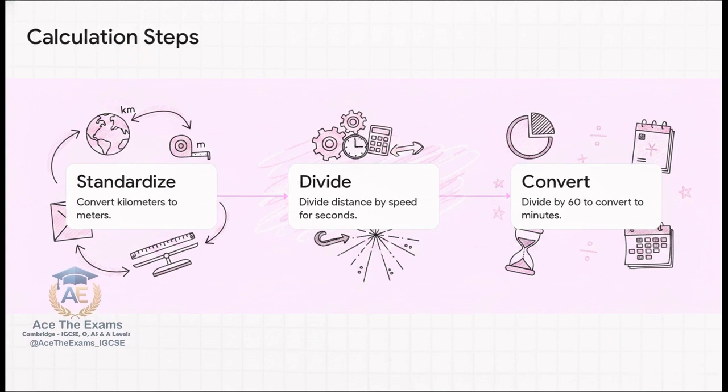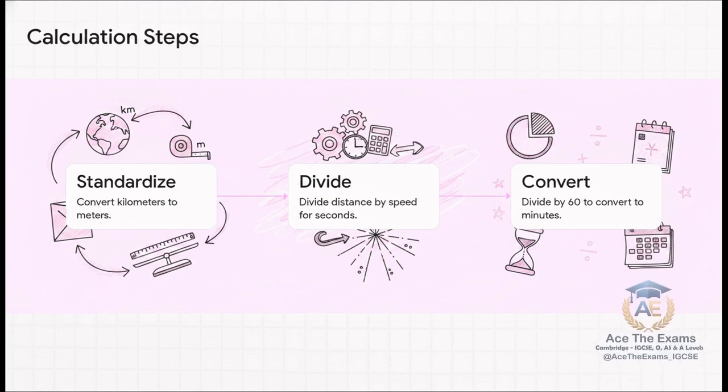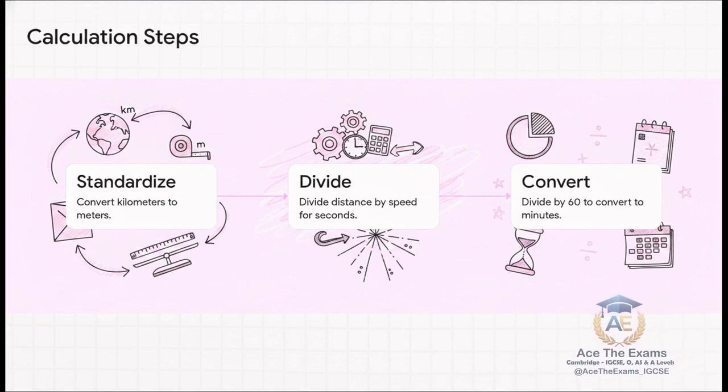Step 1. Standardize your units. We absolutely must convert 7.78 times 10 to the power of 8 kilometers into meters by multiplying by 1,000 or 10 to the power of 3. That gives us a true workable distance of 7.78 times 10 to the power of 11 meters.